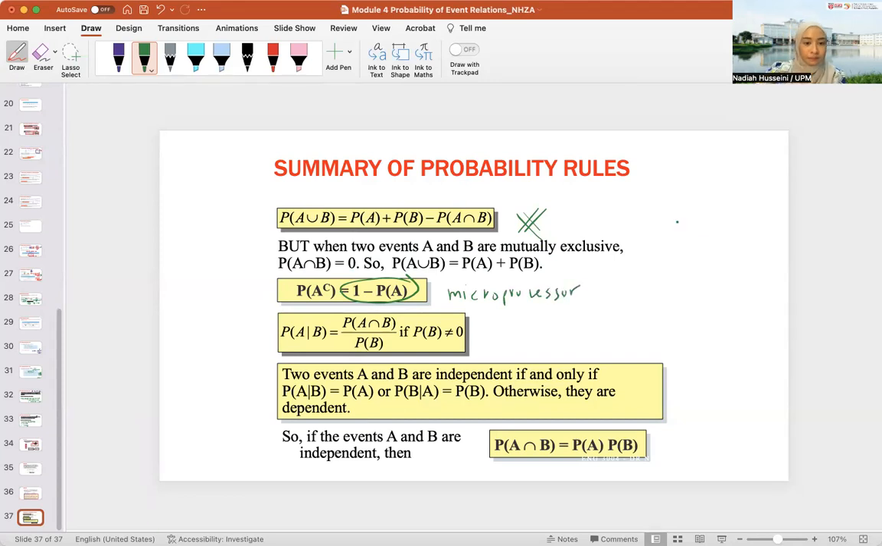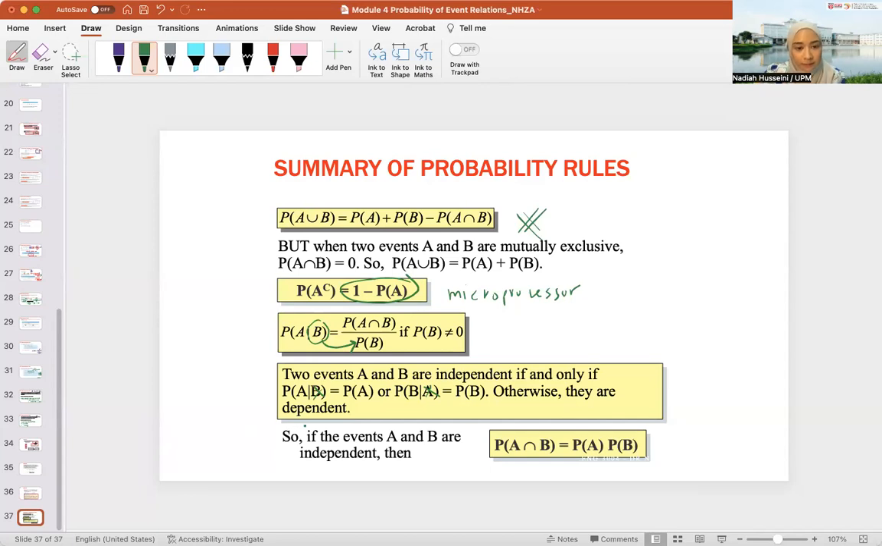You use the complement. Okay, and then when we talked about conditional probability, which is probability of A given B, this reduces the sample space, and the top part is your probability of A intersect with B, if probability of B does not equal 0. So this equation applies only if event B happens. 2 events A and B are independent if and only if probability of A given B is equal to probability of A, and probability of B given A is just probability of B, meaning the limiting parameter does not affect the probability.